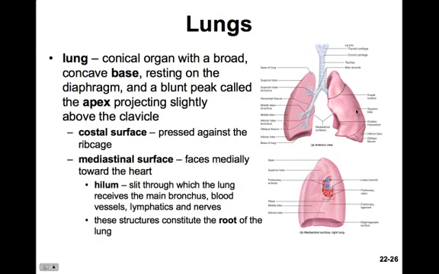The costal surface is the surface that's pressed against the rib cage all the way around the outside, and the mediastinal surface faces medially towards the heart. The hilum is the slit in the lung through which the main bronchus, blood vessels, lymphatics, and nerves pass into the lung. These structures constitute the root of the lung.